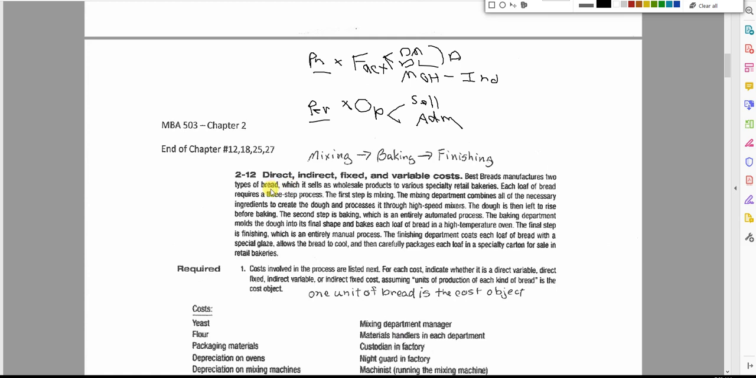Best Breads manufactures 2 types of bread, which it sells as wholesale products to various specialty retail bakers. Each loaf of bread requires 3 steps. First is mixing, where they combine all the necessary ingredients to create the dough. Then the dough is left to rise before baking. The second step is baking. So now it goes from mixing to baking, and this describes how you bake it. And the final step is finishing, which is an entirely manual process. The finishing department coats each loaf of bread with a specialized glaze and allows the bread to cool, etc.